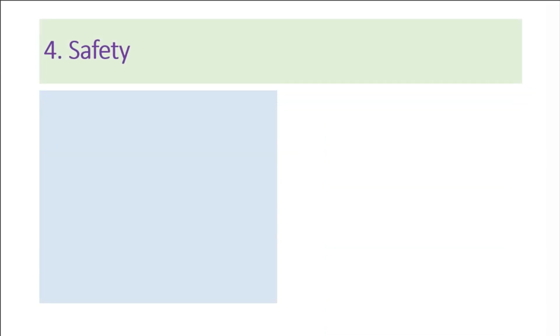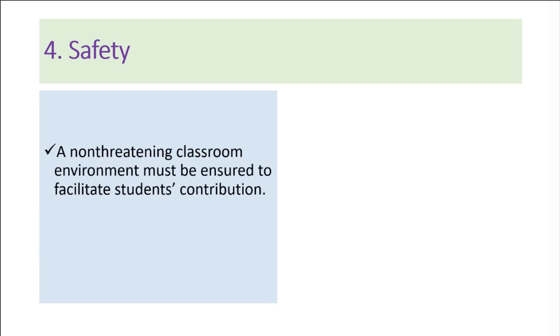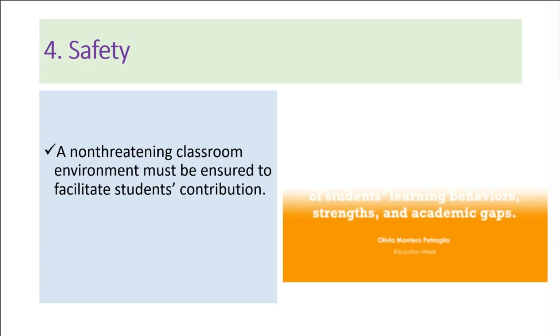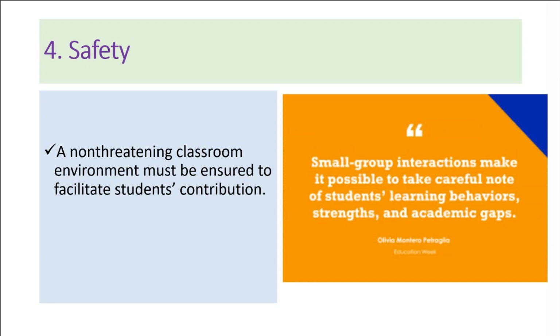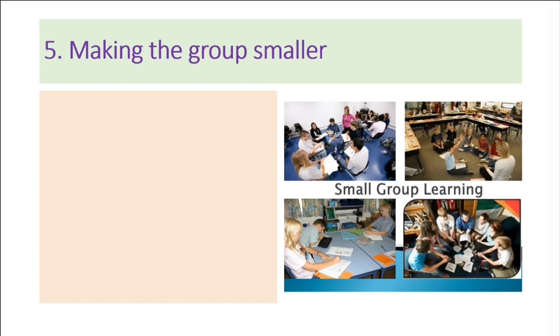4. Safety. A non-threatening classroom environment must be ensured to facilitate students' contribution. Small group interactions make it possible to take careful note of students' learning behaviors, strengths, and academic weaknesses. Making the group smaller. Turn a big group into a smaller group.